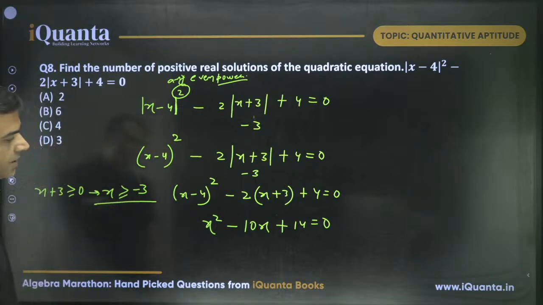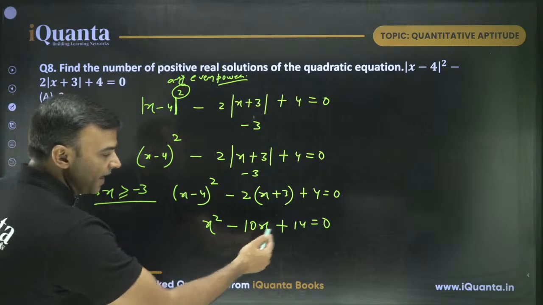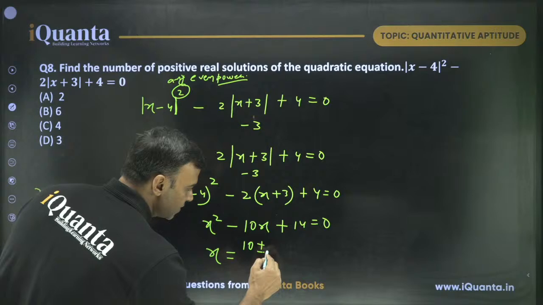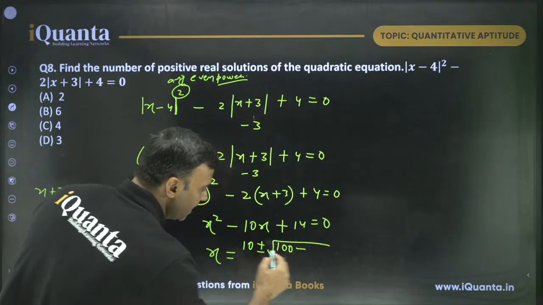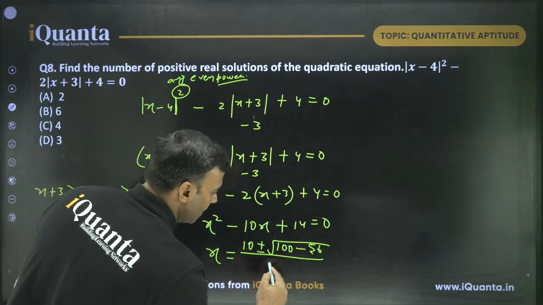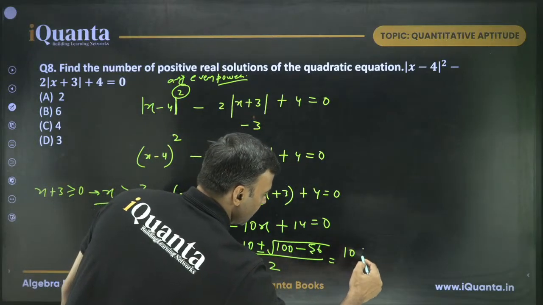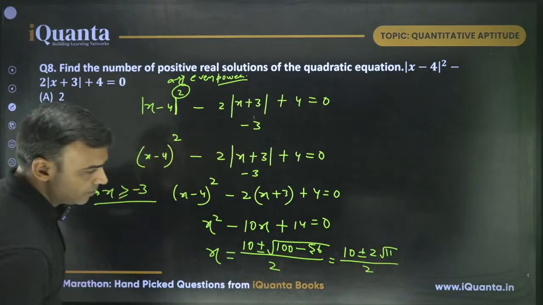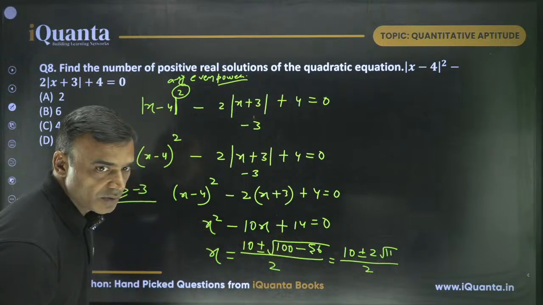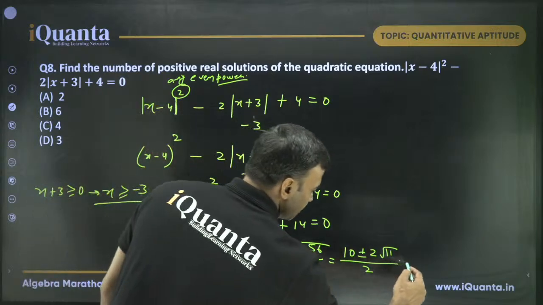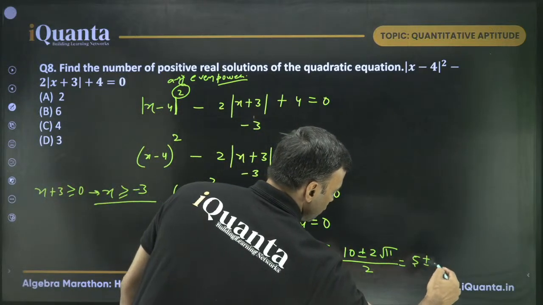Is it correct? Yes. Now does this give us a solution? Can it be factorized? No. But can we apply the formula? Yes. Minus b plus minus square root of b square minus 4ac. 100 minus 4 into 14, 56, and that is root of 44 divided by 2. So we have 10 plus minus root of 44, which is 2 root 11, divided by 2. 100 minus 56 is 44, so that will give us 2 root 11. So this will give us 5 plus minus root 11.